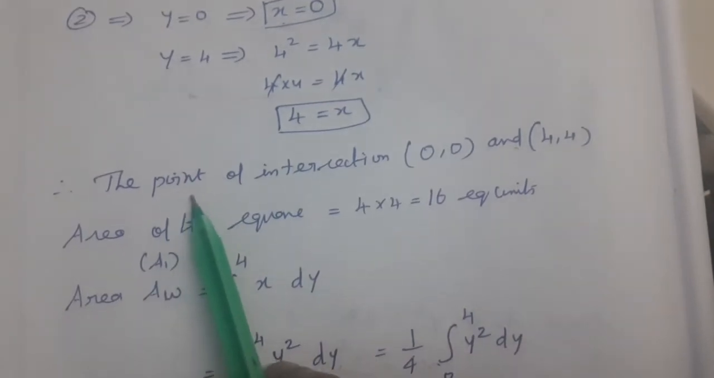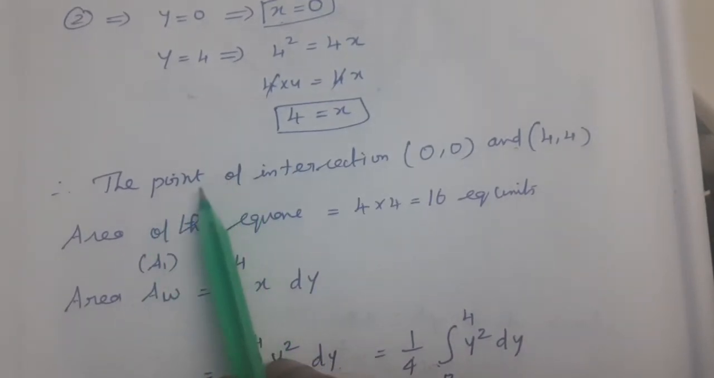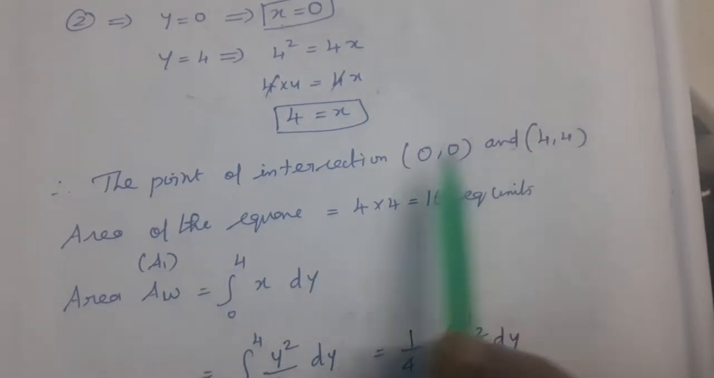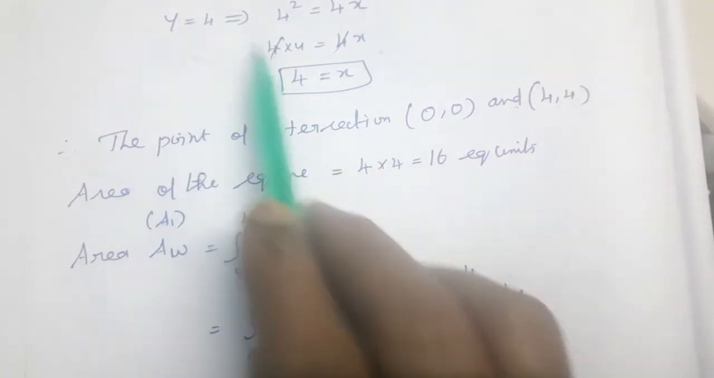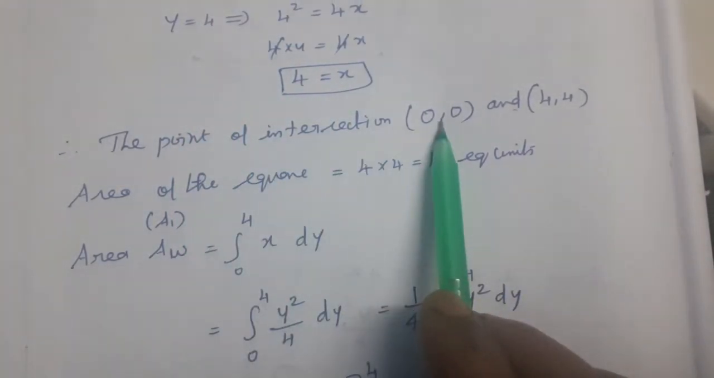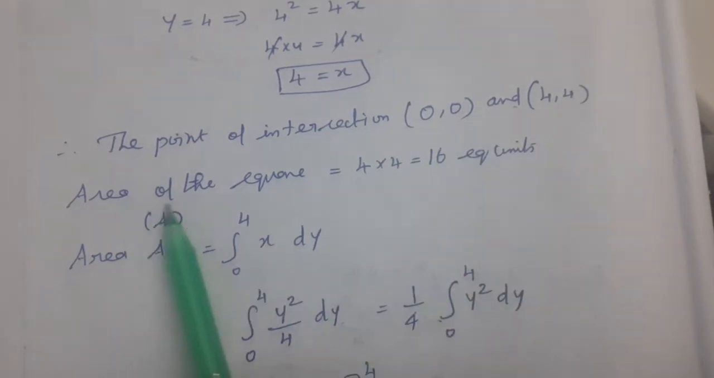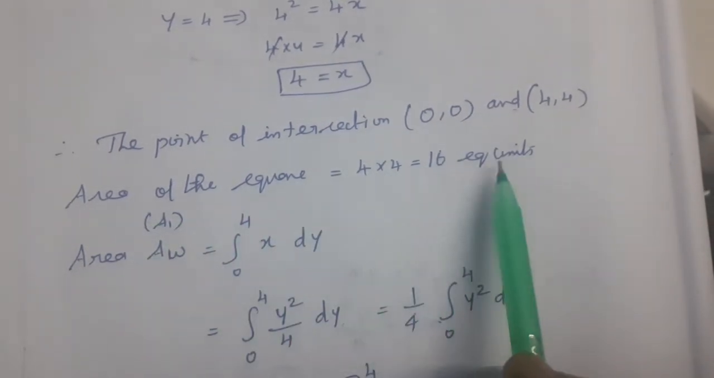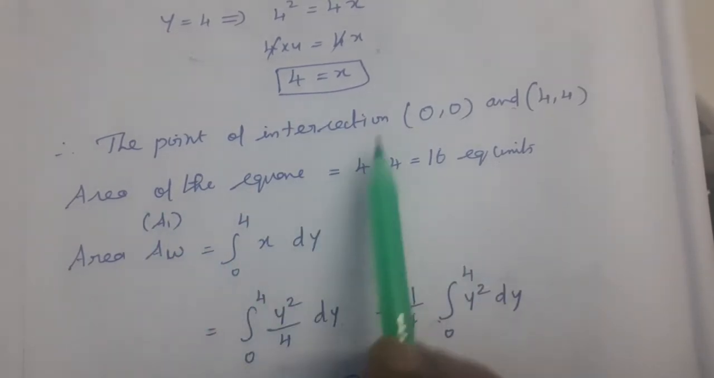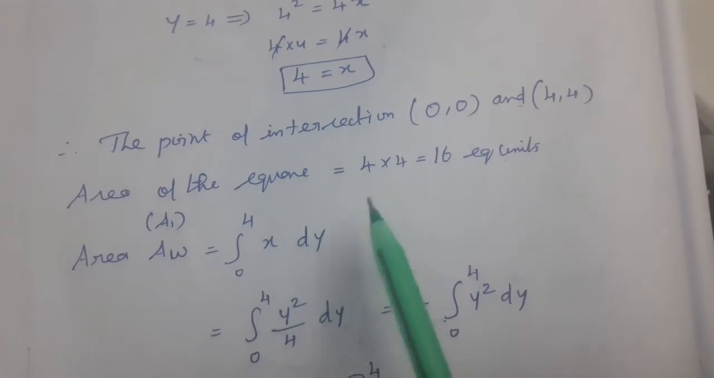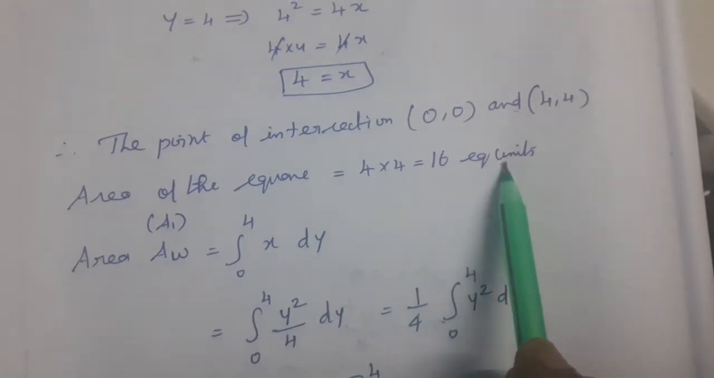What are the points of intersection? The two parabolas intersect at 0, 0 and 4, 4. Because x is 0 means y is also 0, and x is 4 means the y value is also 4. Therefore, the points of intersection are 0, 0 and 4, 4. Therefore, the area of the square is 4 into 4, 16 square units, and the bounded region depends upon this.